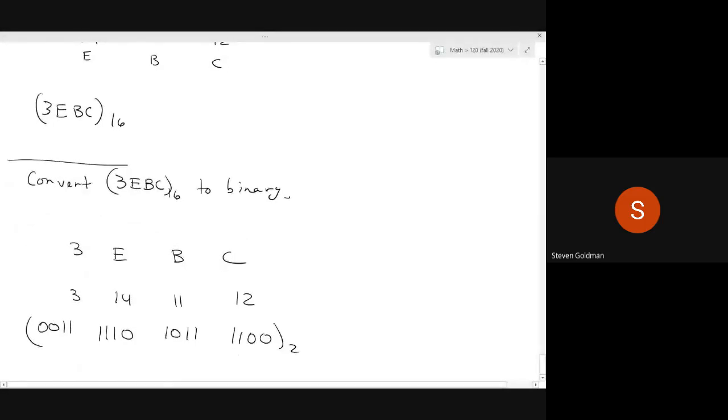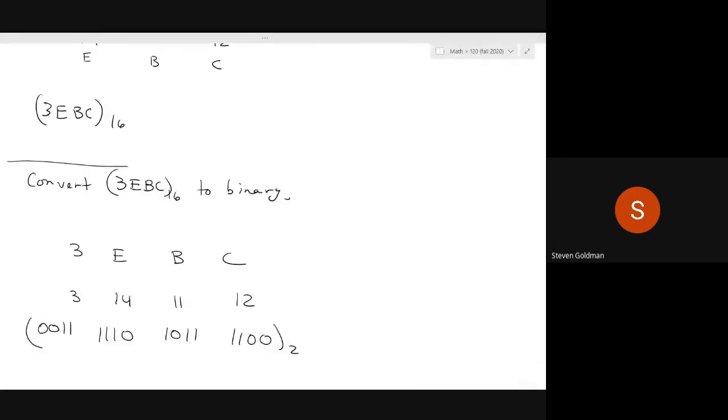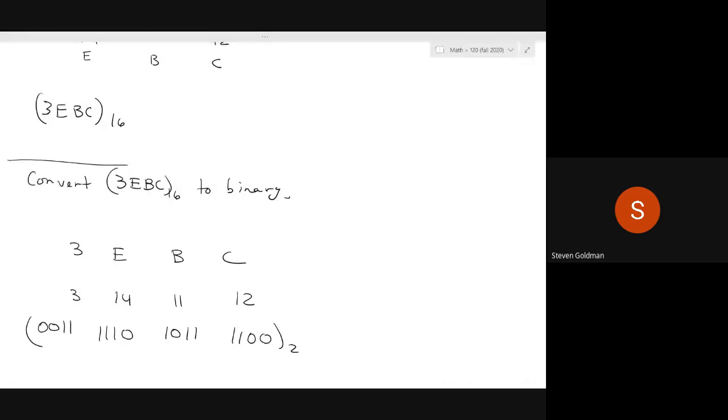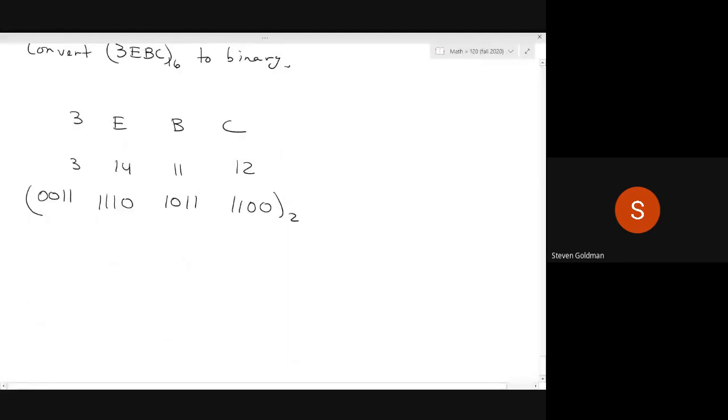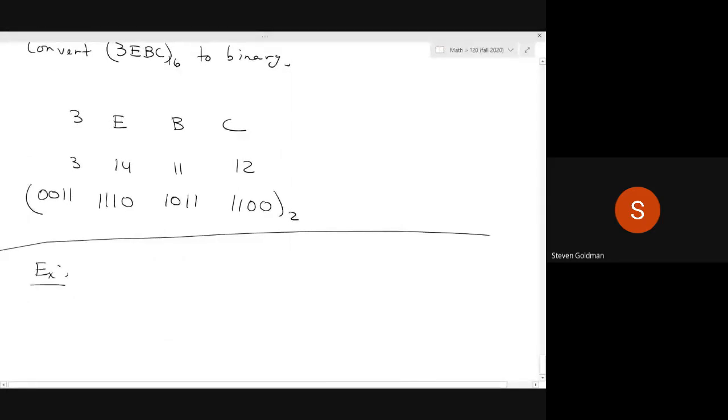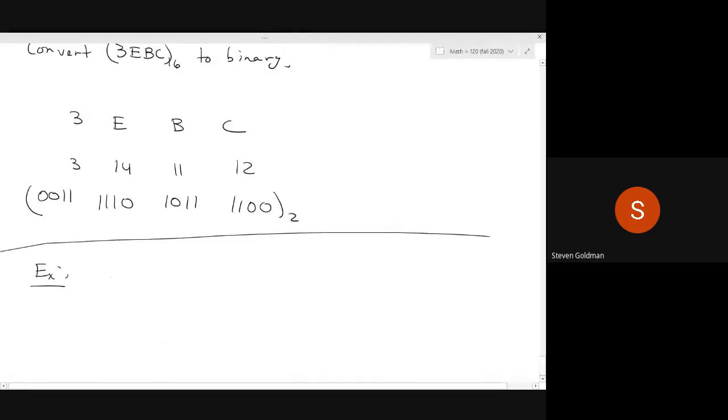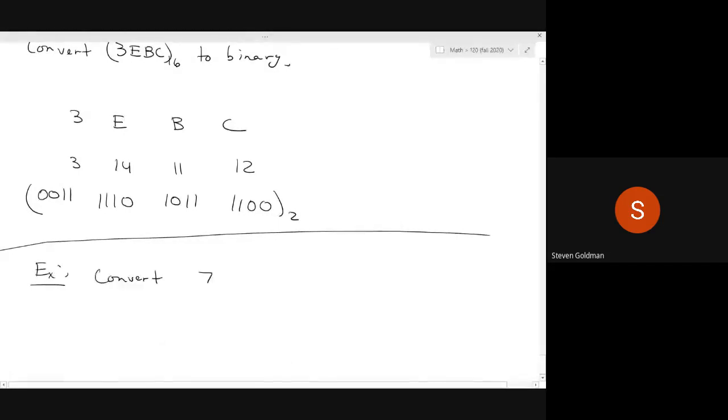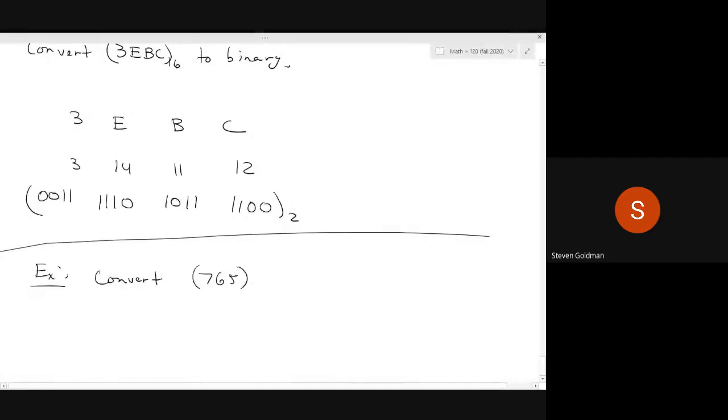And if you wanted to go from octal to binary, you would write it out as blocks of 3 digits. So, for example, let's say I gave you the following example. Convert 765 from base 8 to binary.